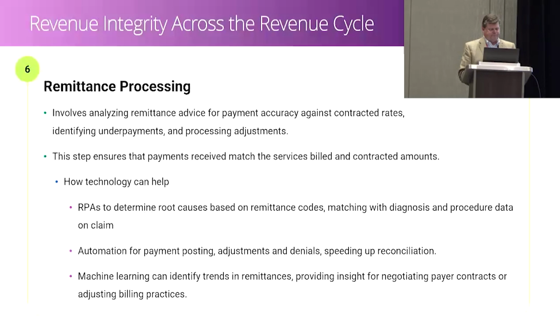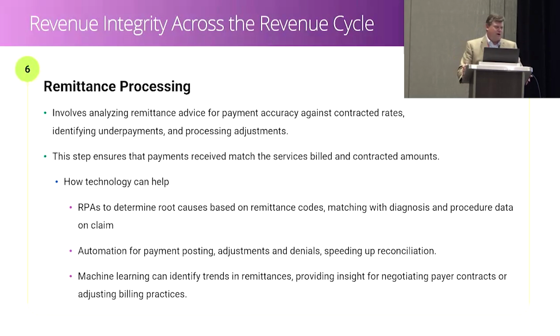Then your remittance processes involve analyzing remittance advice and payment accuracy against contract rates, identifying underpayments and processing adjustments, the steps that ensure that payments received match the services billed and contracted amounts. So essentially you can build RPAs, that's robotic process automation, basically bots that can actually look at the root cause. How many spend a lot of time chasing after root causes? And then when you get there, it's not exactly what you thought it was, right?